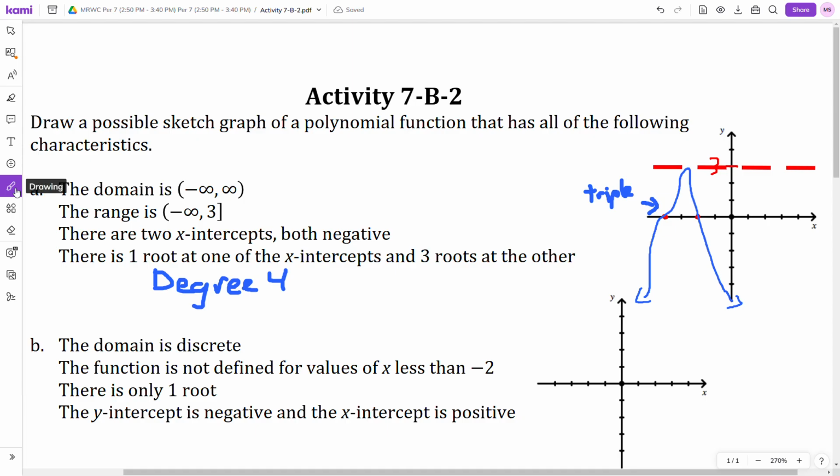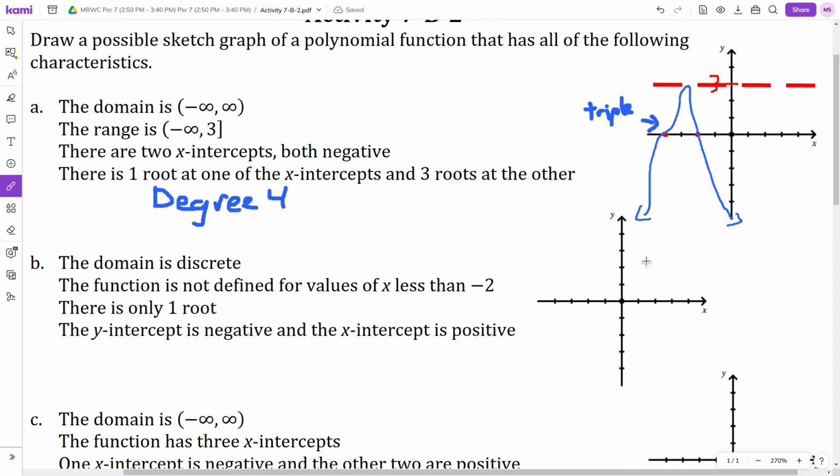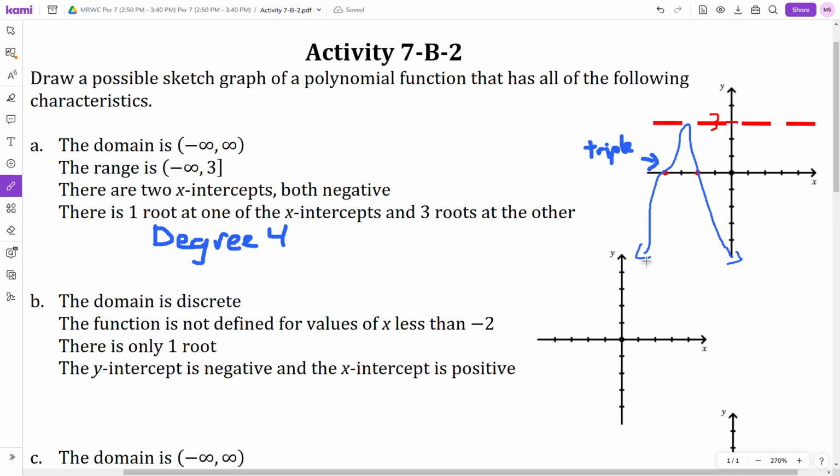Okay, let's do another one. Let's do letter B. I'm sorry, what was the question? Okay, never mind. Yes, Kiki. I mean, student.